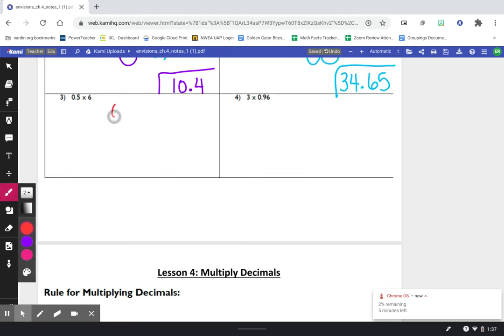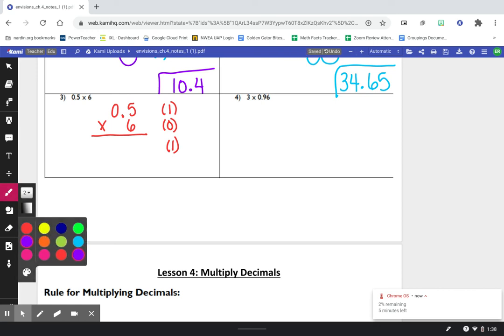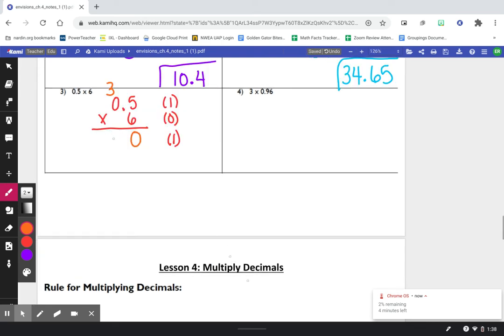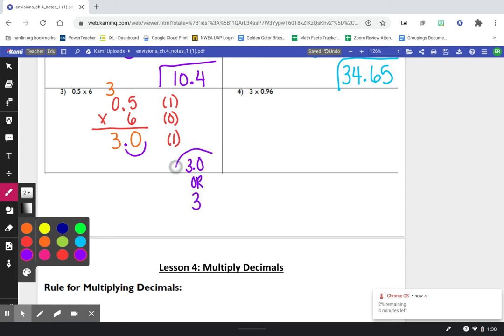Next one, we have 0.5 times 6. There's 1 decimal place here. There are none in this number. So our answer should have 1. Multiply normally. We have 6 times 5 is 30. Put down the 0. Carry your 3. 6 times 0 is 0. Plus 3 is 3. And then bring in that 1 decimal place. So your answer is 3.0. Or you can just say 3.